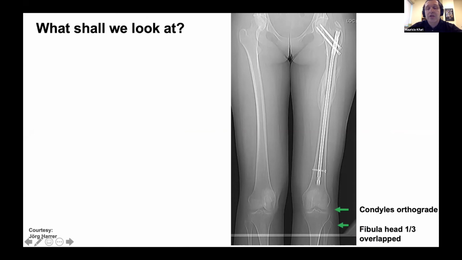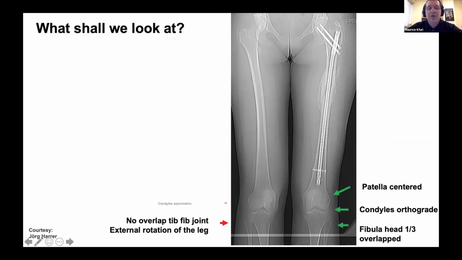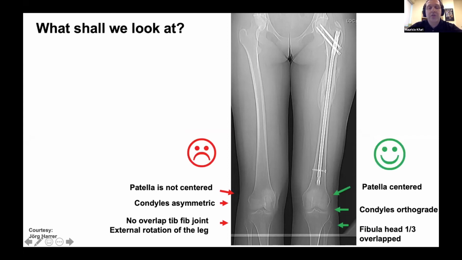You have to make sure that you're having a perpendicular view of the condyles, that the condyles are not oblique, that the patella is looking to the front. The other thing, on the other side, if you look, this is a bad X-ray. No overlap of the tib fib joint. You don't see the condyles very well. They are asymmetric. And you see the patella is not centered. So if you use this picture to plan, you're not going to have a very precise measurement of the angles. And this is what you should know when you do those plannings.